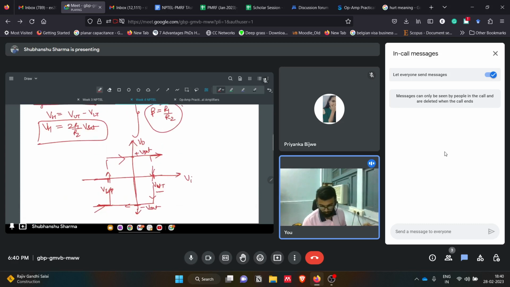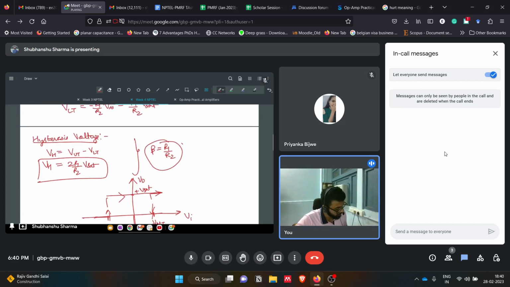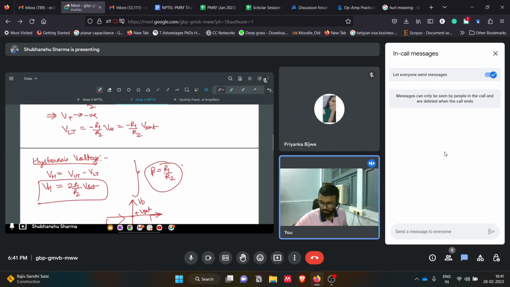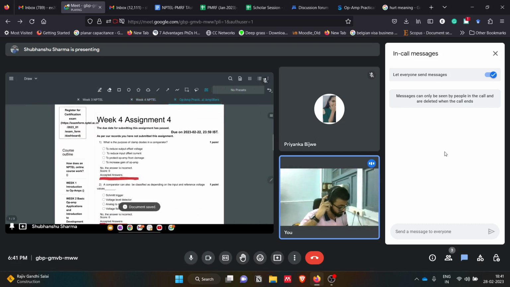So this was all about what we learned in the week 4 lectures. We talked about comparators, window comparators, inverting Schmitt triggers, and non-inverting Schmitt triggers. We also talked about why these Schmitt triggers were required, why two levels of reference voltages were required: to reduce the effect of noise and thus reduce the effect of fluctuations at the output. Then we'll discuss the week 4 assignment questions, in case you had some doubt.